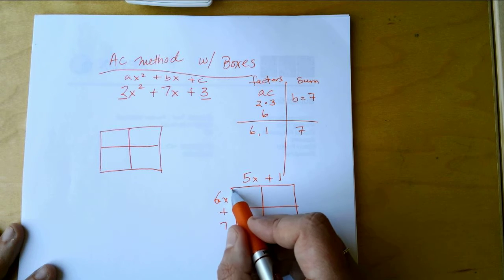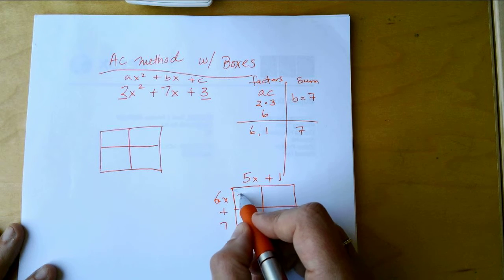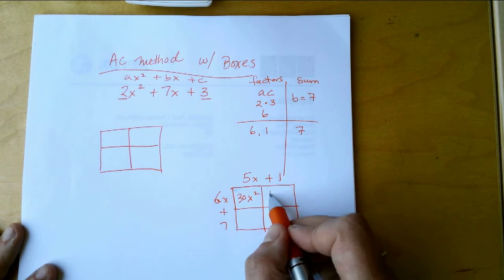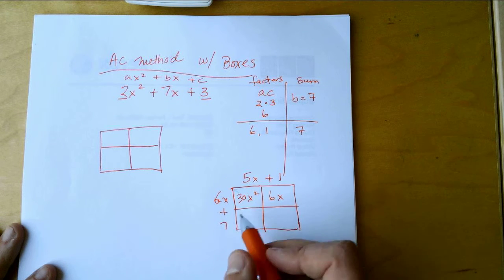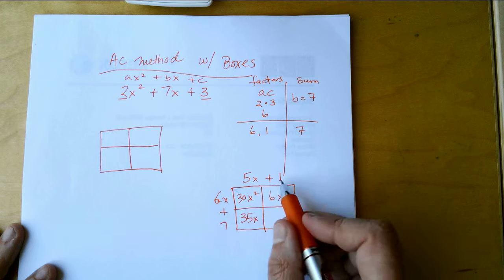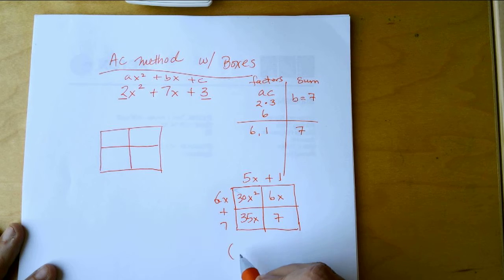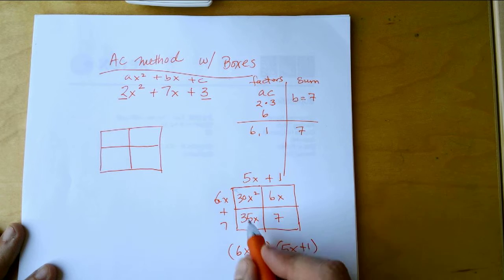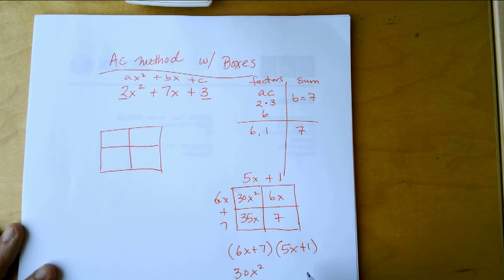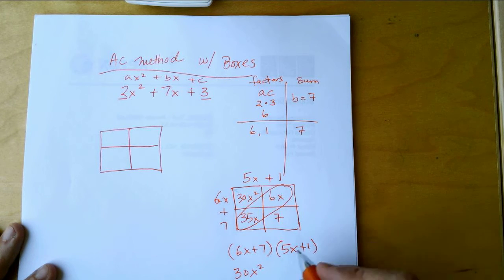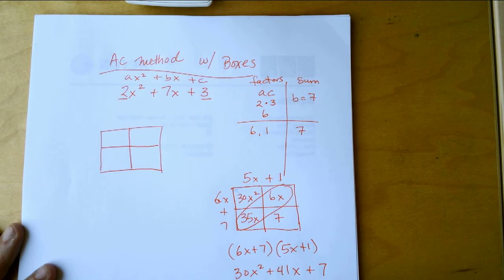If the length is 5x and the width is 6x, you would get 30x squared here, and then 6x times 1 gives us 6x here. 5x times 7 gives us 35x, and then 7 times 1 gives us 7. So once you FOILed that out, 6x plus 7 times 5x plus 1, you end up with the 30x squared in the first position. You end up having like terms right here, and that's 41x plus 7. Those are our like terms that we're adding.